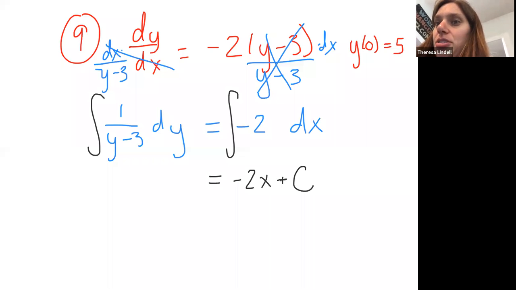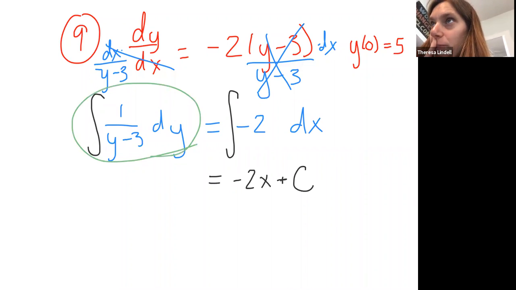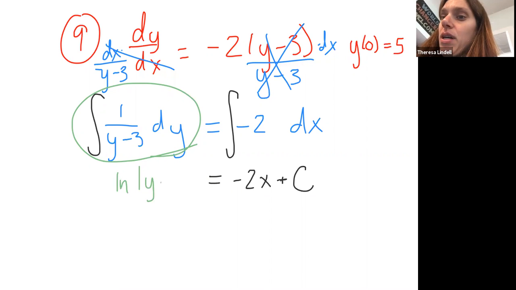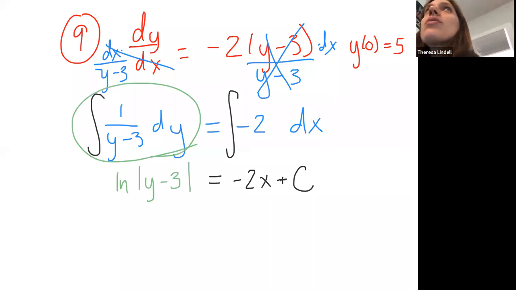And then here's the trickier one. What's backwards from this side? What's backwards from 1 over y minus 3? ln of y minus 3. Yes. Put it in absolute value bars. And the only reason we're allowed to do ln is because there's no squareds in there, right? There's no weird powers. It's just got to be a variable with a constant. And the constant could be subtracted, it could be added, it could be multiplied, any of those things. But that's when you use ln.